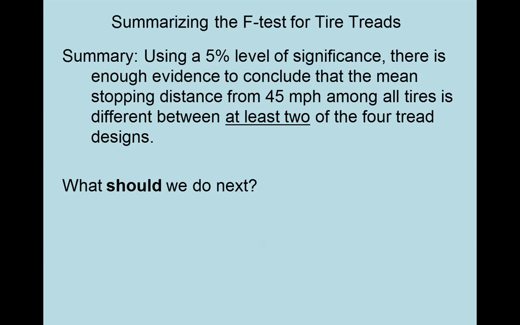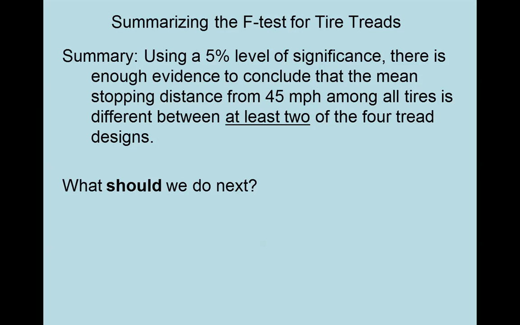So in summary, I would say using a 5% level of significance, there is enough evidence to conclude that the mean stopping distance from 45 miles per hour among all tires is different between at least 2 of the 4 different tread designs.